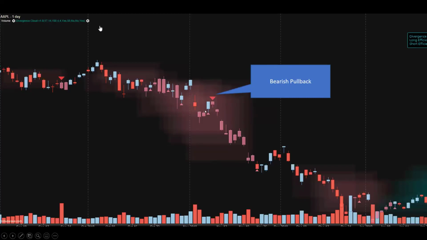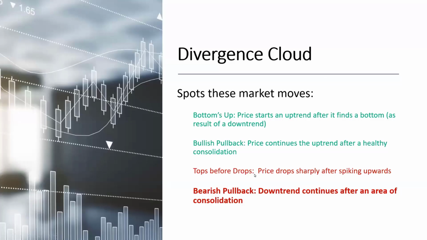All right, so this is really what Divergence Cloud has been designed to do. Let me just point out before I continue, I think I said the opposite here. Bottoms up was the reversing of a downtrend to an uptrend, and tops before drops was the reversing of an uptrend to a downtrend.